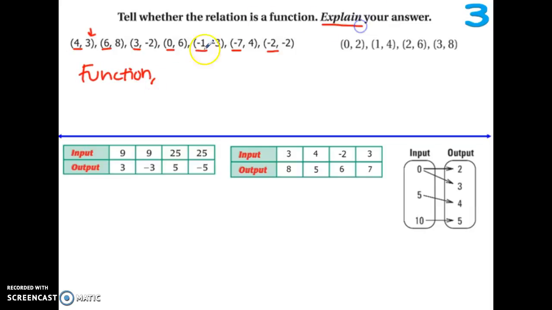And to explain why, there is one output for every input.